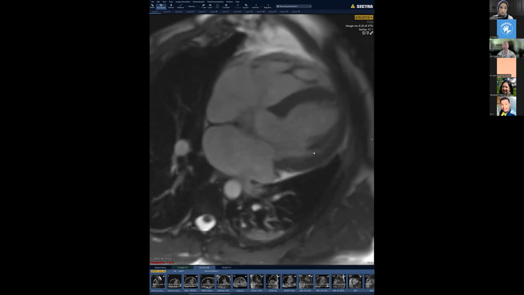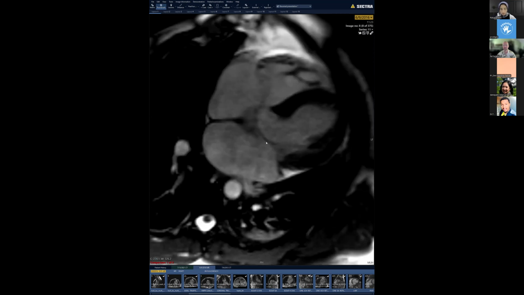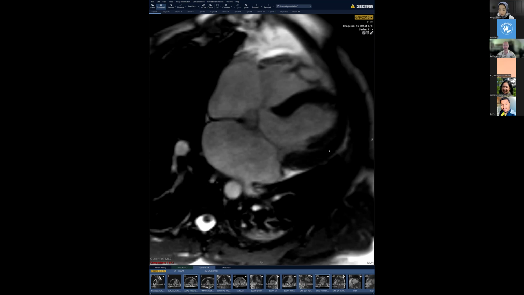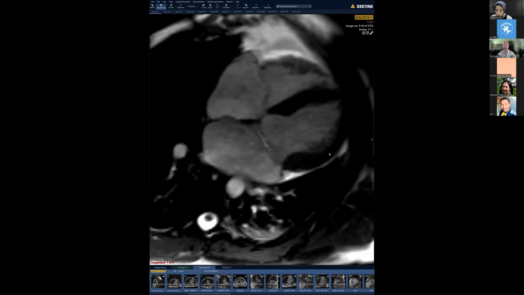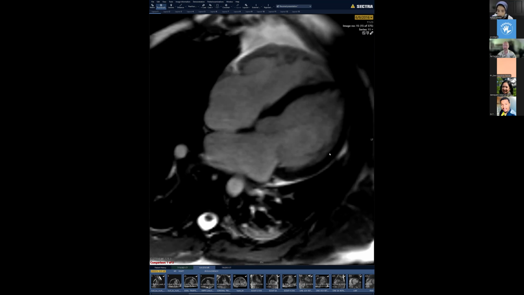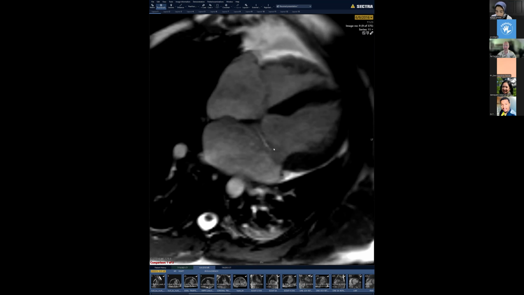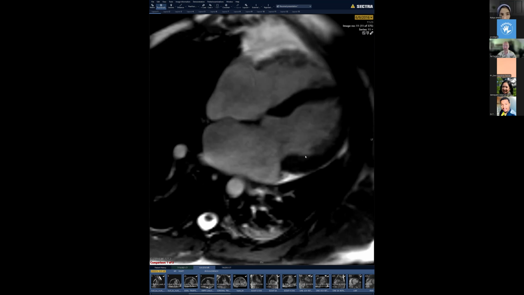Notice that in this view, it almost looks like there's nothing wrong with the mitral valve. Same patient, same day, same MR examination. Very important to look through all of the images carefully. And in this particular view, you can start to see the jet. The jet is actually shooting in this direction. Quite strange.